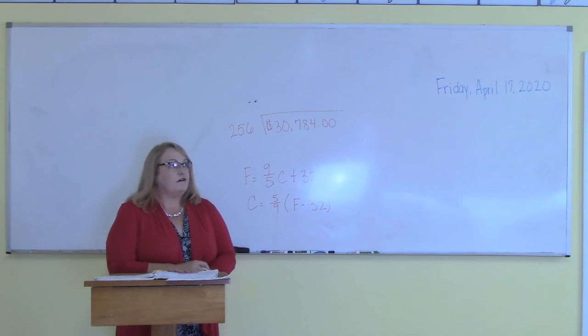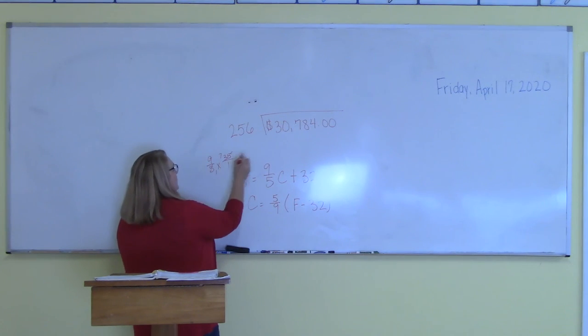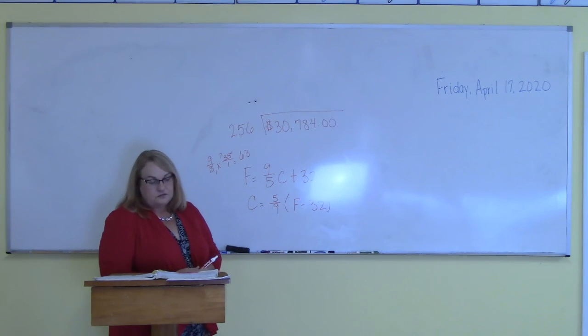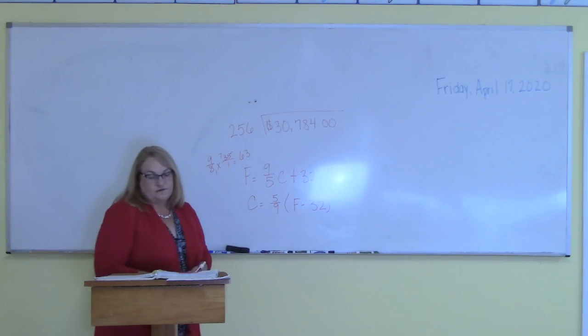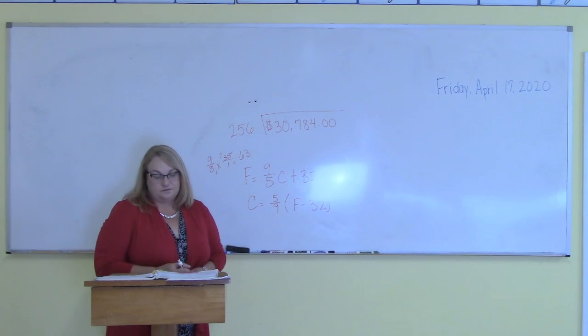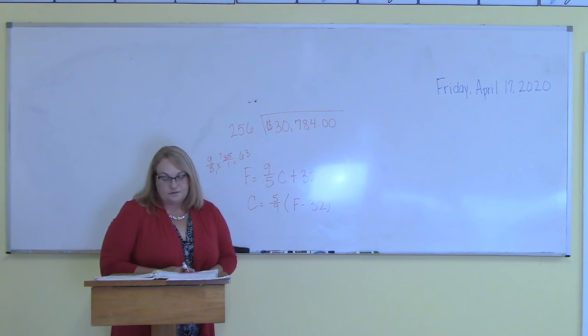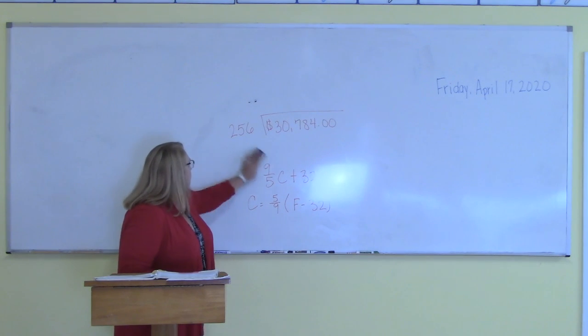9/5 times 35 is... 5 will go into 35 7 times, so 9 times 7 is 63. 63 plus 32. So your Fahrenheit is 95. Good. Okay, finish B and C on that problem.